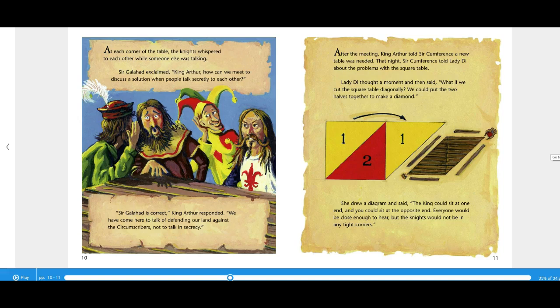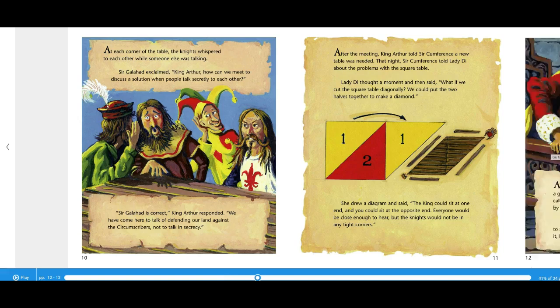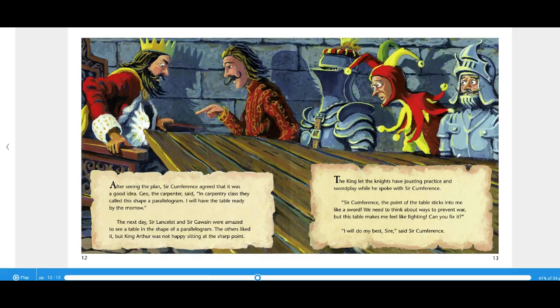So after the meeting, they worked again, and they decided, what if we cut it diagonally and put those 2 halves together to make a diamond? The king could sit at one end, you could sit at the other end, and everyone would be close enough to hear, but nobody would be in any tight corners. So they made that table. Geo met with the carpenter, and he said, in the carpentry class, they call this shape a parallelogram. I'll have the table ready by the morrow.